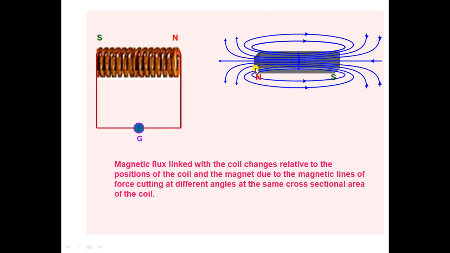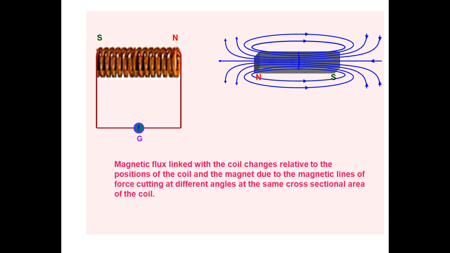After that, when the north pole is moved away from the coil, the galvanometer shows deflection in the opposite direction. This indicates the current is induced in the opposite direction. Therefore, in the coil, the current is flowing in exactly the opposite direction.